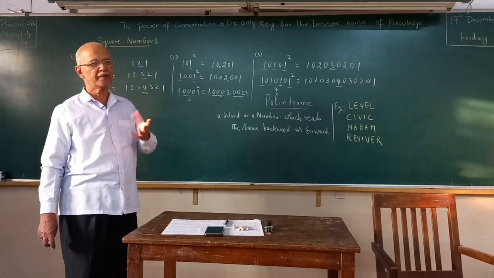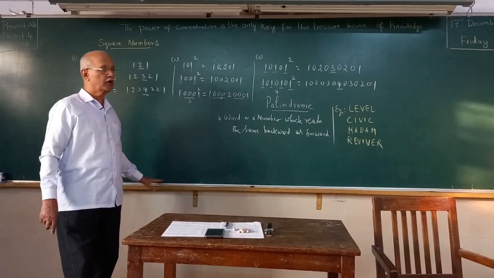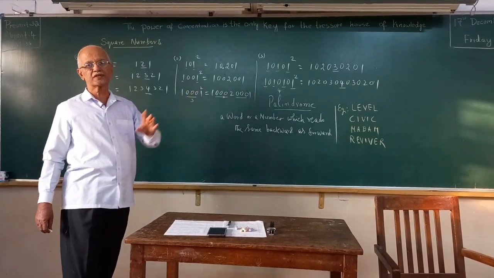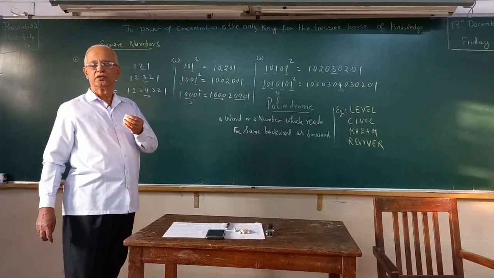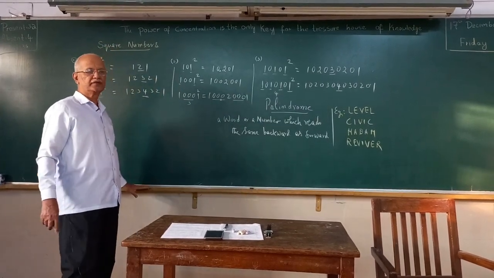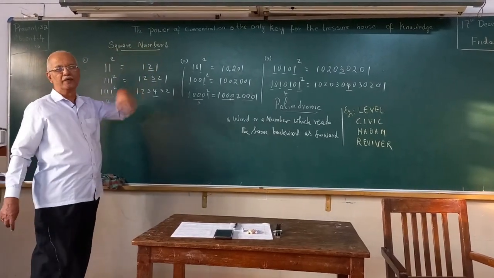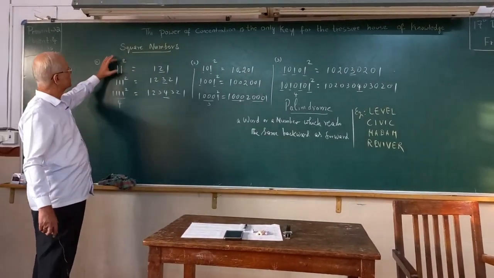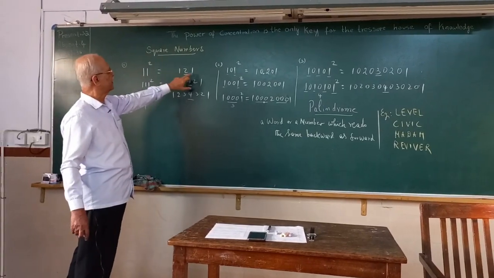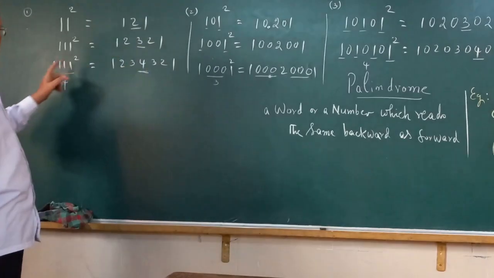numbers. Mathematics, as I said, it begins with the origin of numbers. So therefore, we shall take few examples and show how interest can be created in the class with these numbers. I start with the square numbers. You see 11 squared. 11 squared is 121. 111 squared is 12321.